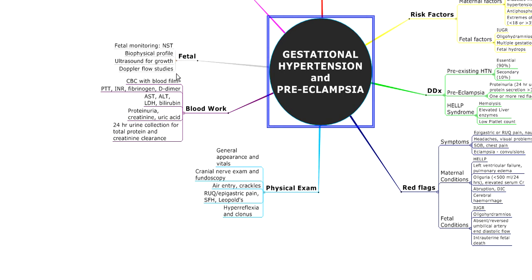The fetal monitoring that is needed includes a non-stress test, a biophysical profile, ultrasound, and Doppler flow studies. These will help identify signs of fetal stress and the need for an emergent cesarean section.